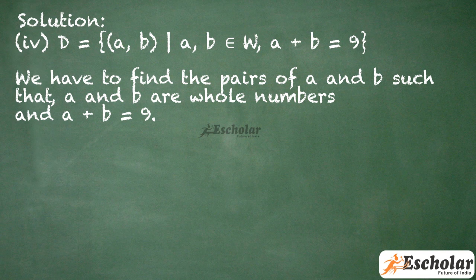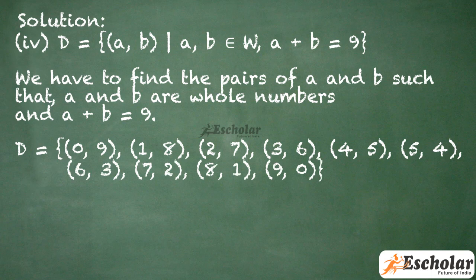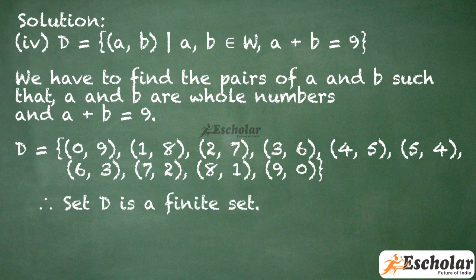By keeping this order, set D can be written as D is equal to {(0, 9), (1, 8), (2, 7), (3, 6), (4, 5), (5, 4), (6, 3), (7, 2), (8, 1) and (9, 0)}. In this set, the number of pairs is finite and can be counted. Therefore, set D is a finite set.